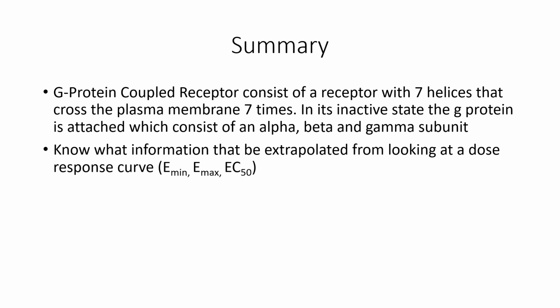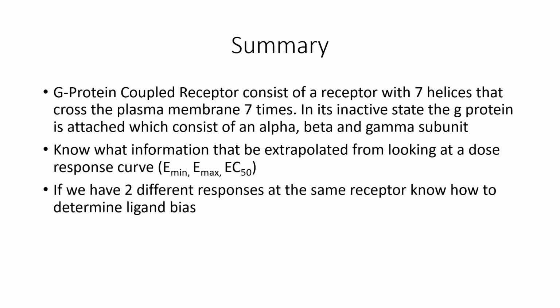The second is know what information can be extrapolated from looking at dose-response curves. We looked at the Emin, the Emax, and the EC50. Lastly, if we have two different responses at the same receptor, know how to determine ligand bias. Ligand bias is important, as we saw with the case of LSD and its derivatives, because all of LSD and derivatives were beta-arrestin biased, which definitely has to do with the fact that it is a psychedelic drug.